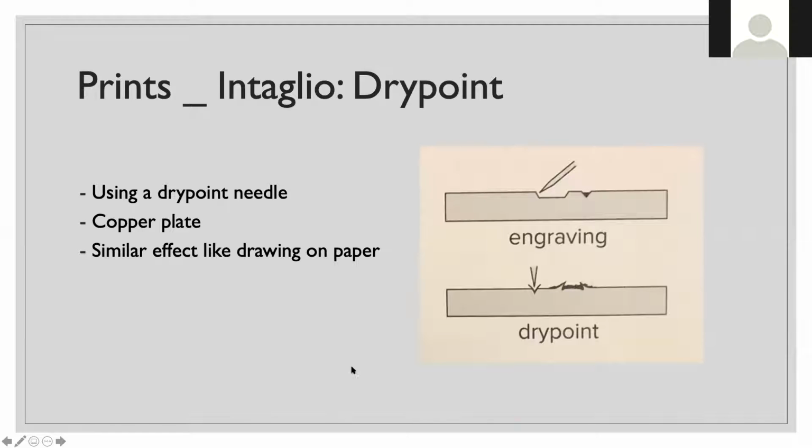So again, the artist makes the scratches on the plate, and the burrs hold the ink. The inside area holds the ink, not the top part. And the point is that dry point printing uses the needle to make an image. So that is the biggest feature of this Intaglio dry point printing technique.